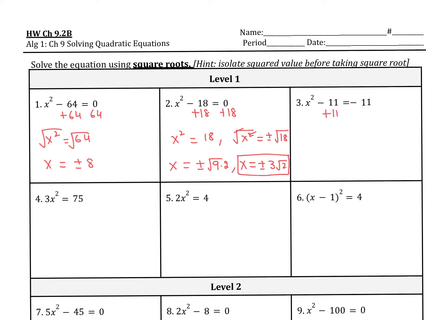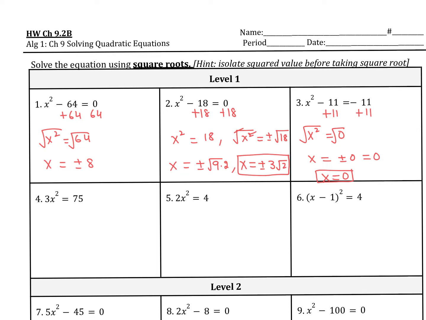For number 3, add 11. x squared equals 0. Take the square root. You're going to get x equals plus or minus 0. But you don't have to write plus or minus 0. Just 0 is your answer.